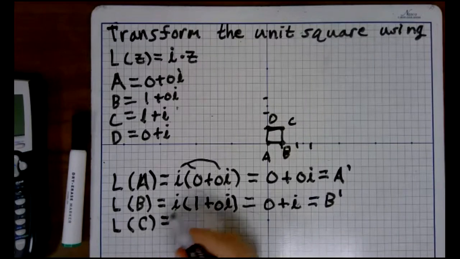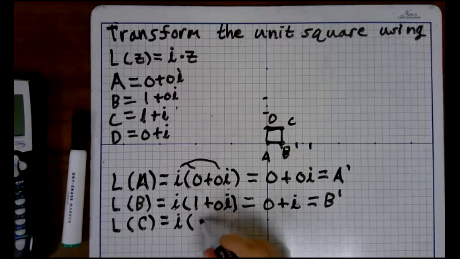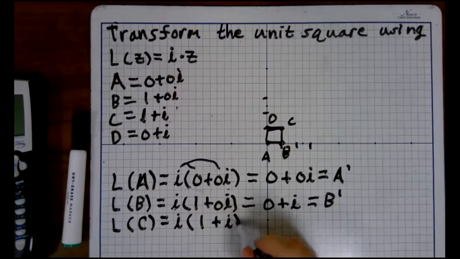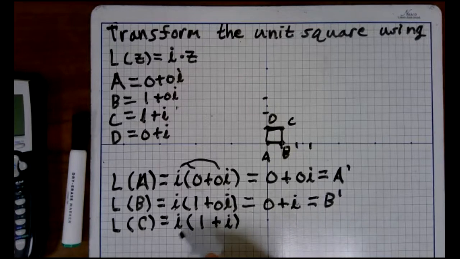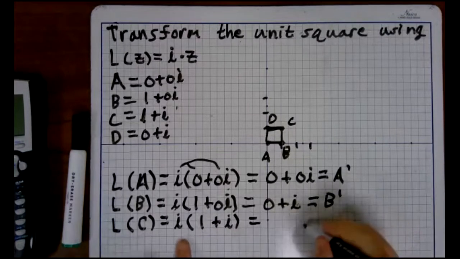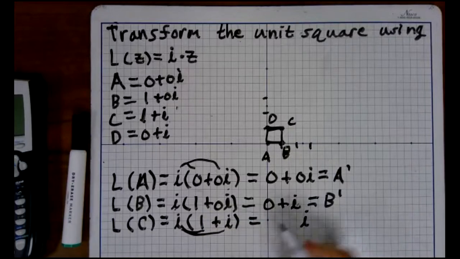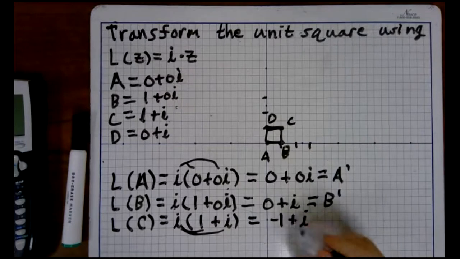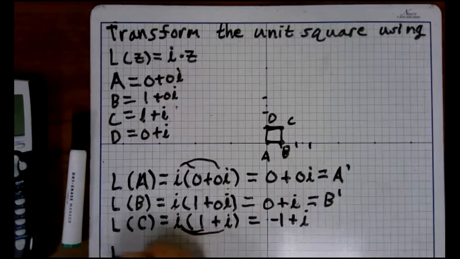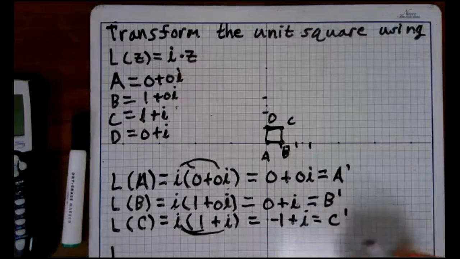L of C. Okay, this one is going to be a little bit trickier, but you've done much harder than these. i times 1. i times 1 is indeed i. Thank you, secret person in the chat. And what is i times i? Negative 1. Exactly. And this is our C prime.